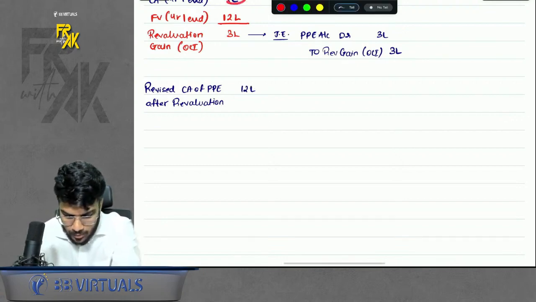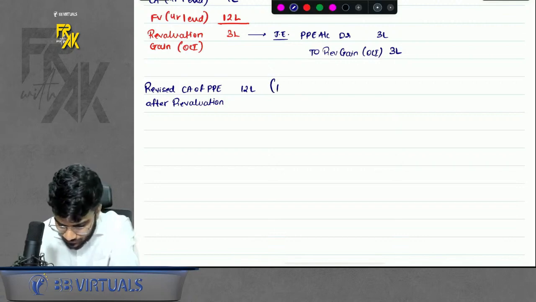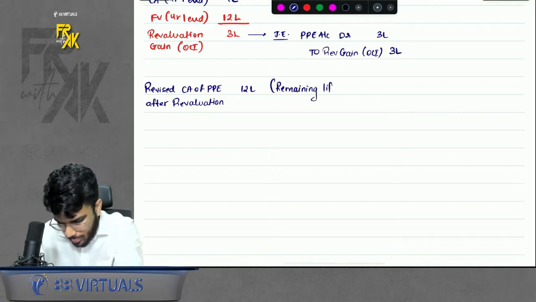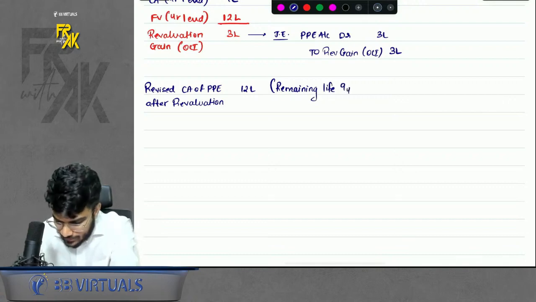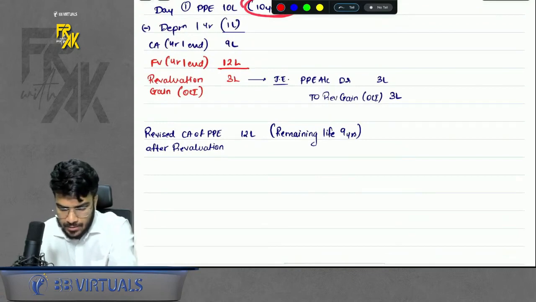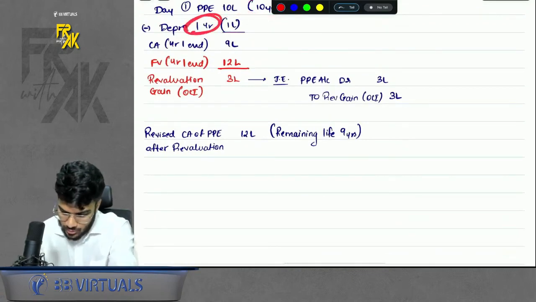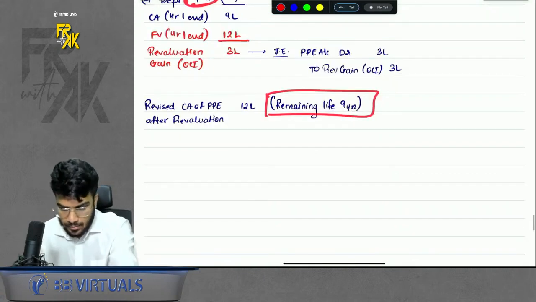How come? It was 9 lakhs previously. We increased by 3 lakhs. 9 plus 3, 12 lakhs. What is the remaining life now? The remaining life is 9 years, because previously it was 10 years. We depreciated and used the asset for 1 year. So now the remaining life is 9 years.